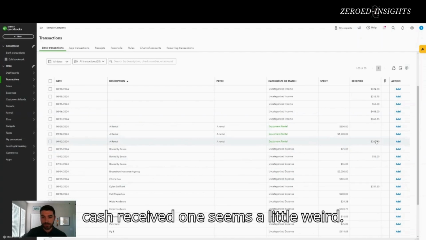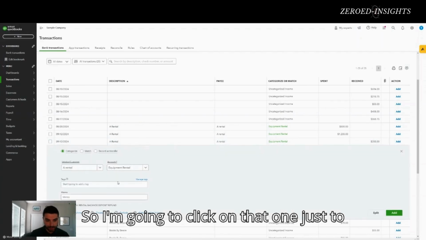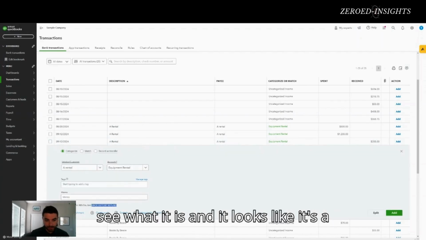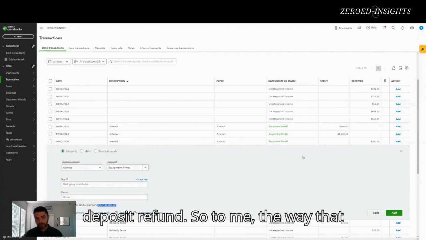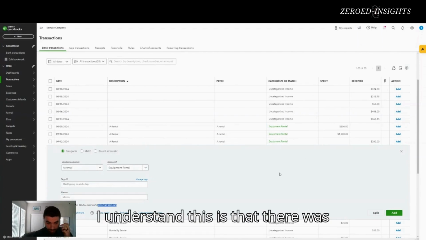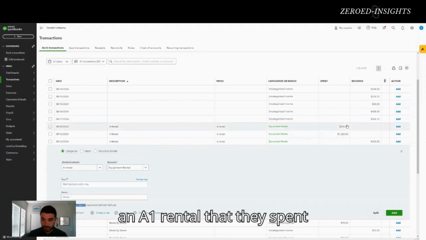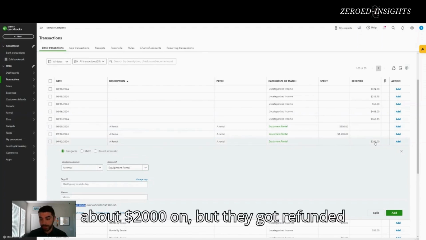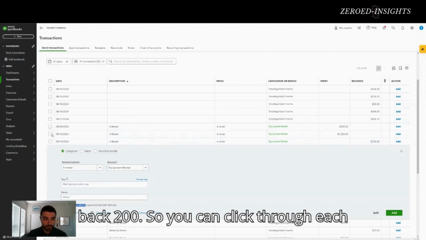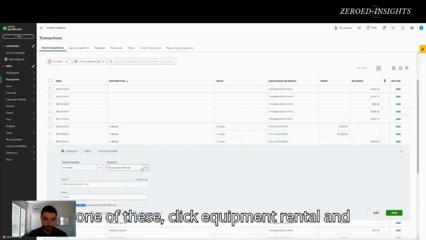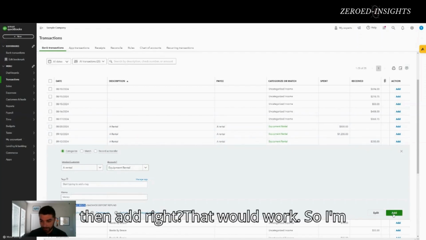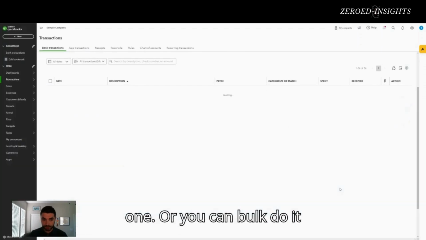So the cash received one seems a little weird. So I'm going to click on that one just to see what it is. And it looks like it's a deposit refund. So to me, the way that I understand this is that there was an A1 rental that they spent about $2,000 on, but they got refunded back $200. So you can click through each one of these, click equipment rental, and then add, right? That would work. So I'm going to go ahead and do that for this one.